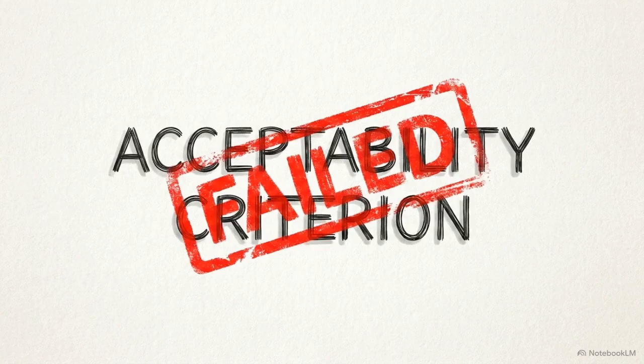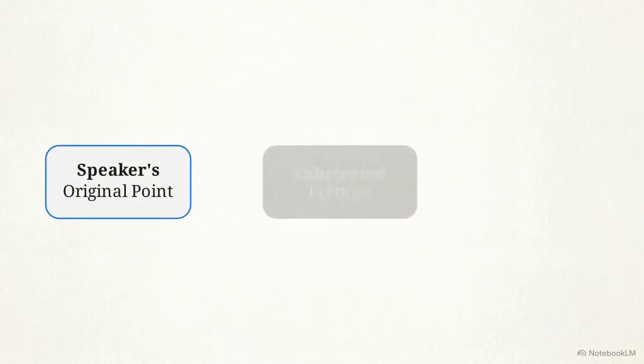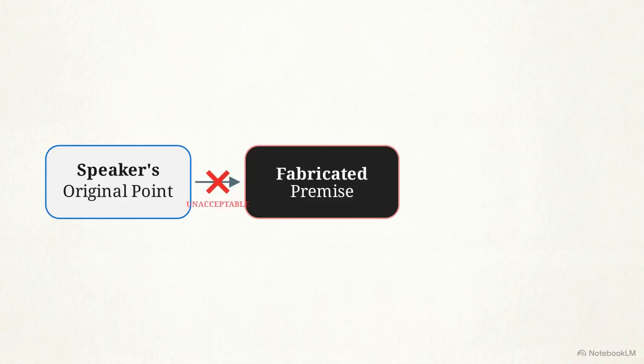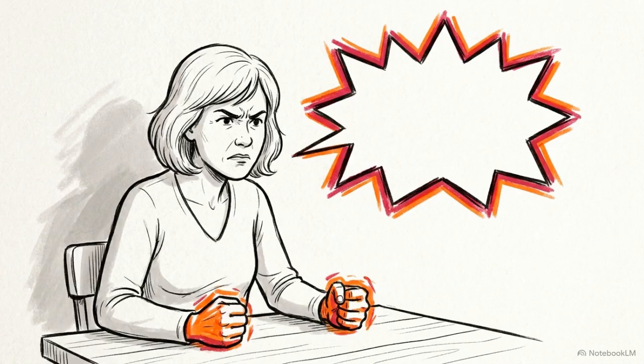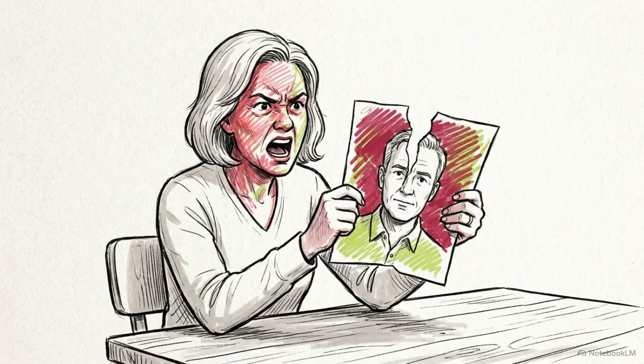This violates the acceptability criterion of a logical argument. The listener is forcing a fabricated, confusing premise into the speaker's original point, rendering any conclusion drawn from it invalid. We see this pattern frequently when people make broad, emotional statements. Imagine a woman venting after a bad breakup, saying, "Men are insensitive brutes."